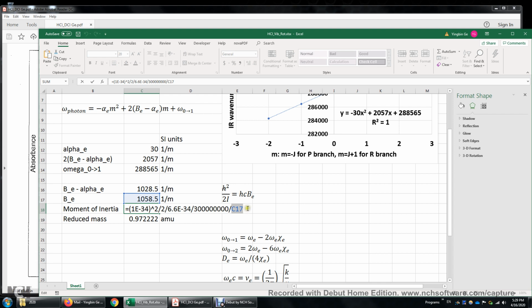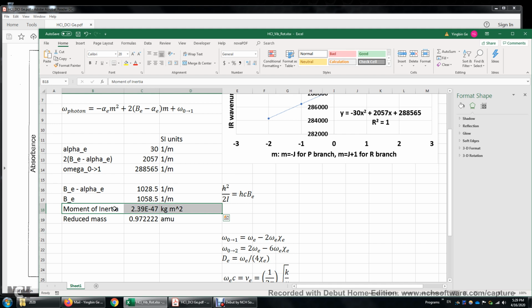All numbers are in the SI unit. Therefore, the final unit should be the SI unit. The moment of inertia is the reduced mass times the radius squared. Therefore, the unit must be kilogram times meter squared. The value is this. Why do we need this number? If we also know the reduced mass of this HCl-35 molecule, we will be able to compute the bond distance.